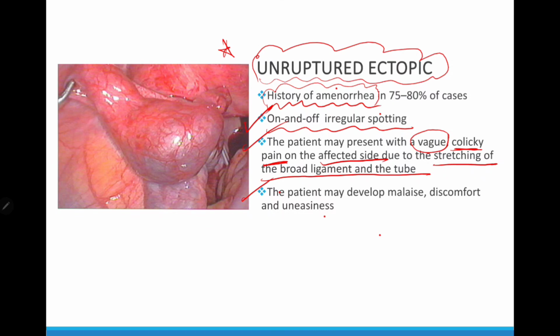Next, the patient may develop malaise, discomfort as well as uneasiness. Remember, in unruptured ectopic, the main complaint is amenorrhea and on and off irregular spotting is the main feature. Irregular spotting.